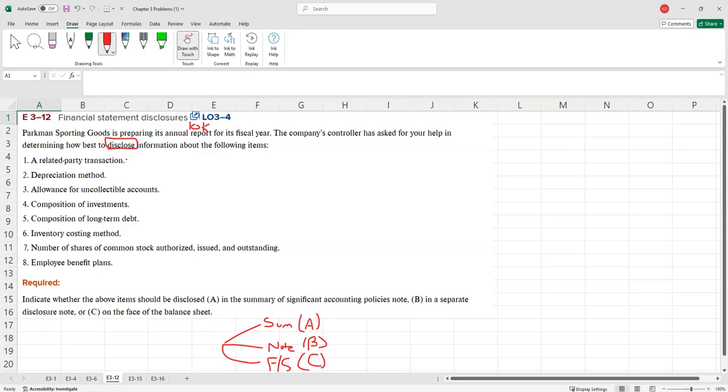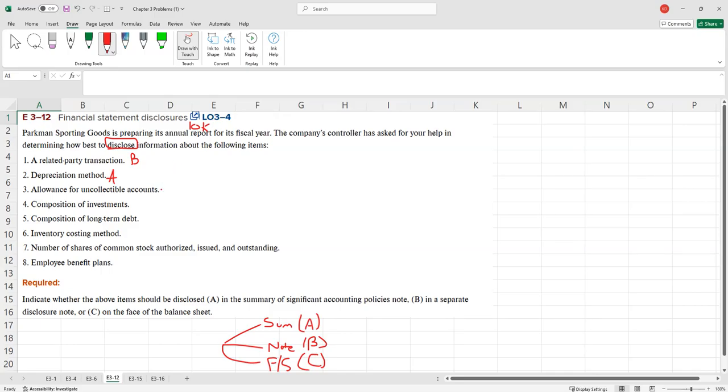The first one, related party transaction, is going to be B. That would be its own freestanding note. We care about this because you can manipulate the numbers if there are too many related party transactions, so a reasonable third party investor would want to know about that. How about the depreciation methods? This is going to be in the summary of significant accounting policies, so that would be A.